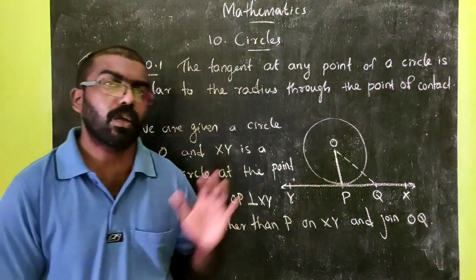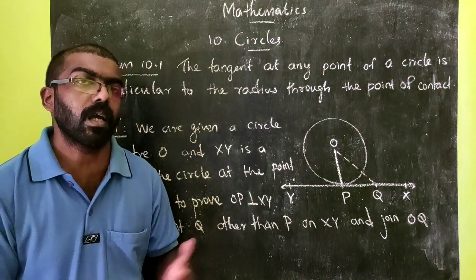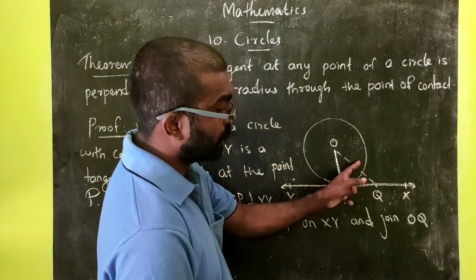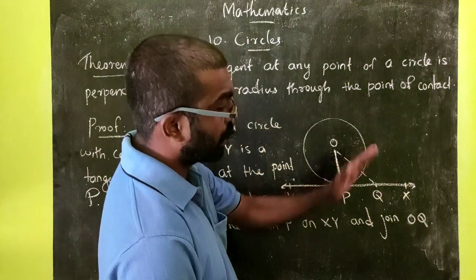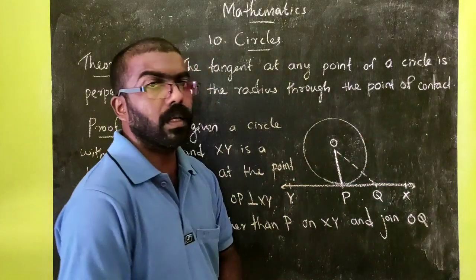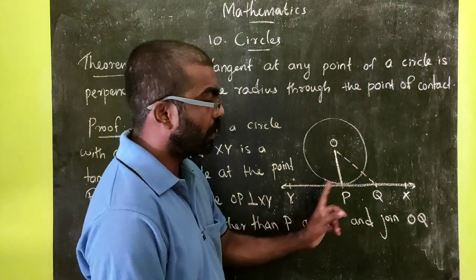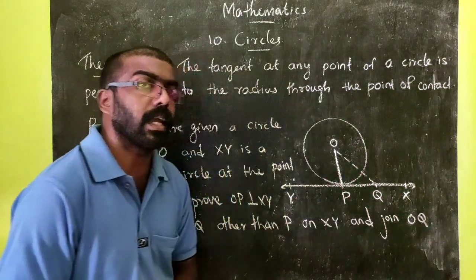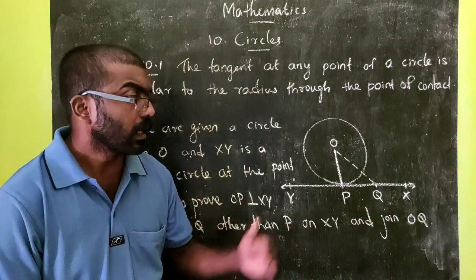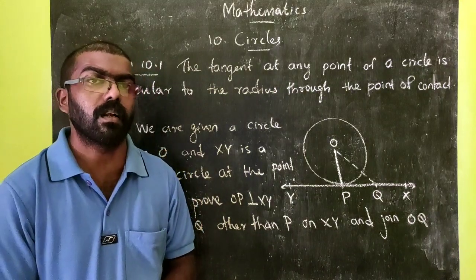Clearly we can say Q must lie outside the circle. And what happens if Q lies inside the circle? If the point Q is inside the circle, the tangent becomes a secant. If we rotate this line, we can easily identify that. If Q lies inside the circle, the tangent line XY becomes a secant. So what we can conclude? The point Q must lie outside the circle.